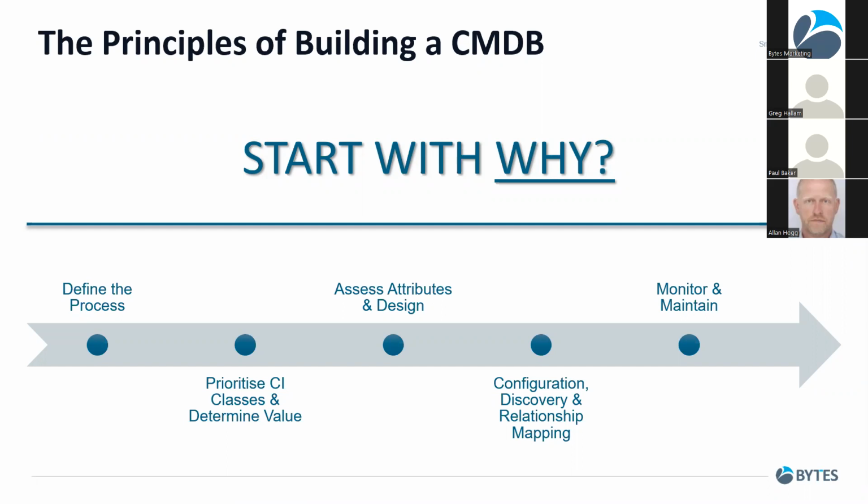Once you understand why you're doing it and everybody else agrees, the first step is to define the process. What are the steps that we're going to go through to create this CMDB? And I'm going to talk about more of that in a second. You then need to think about the actual configuration item classes that you're going to have and determine the value of each one. Yes, there might be a load of stuff that you could put into a CMDB, but you should only put in the stuff that's relevant. Once you've identified those classes of CI, then it's time to start working out what the attributes are going to be and designing how that's going to fit together.